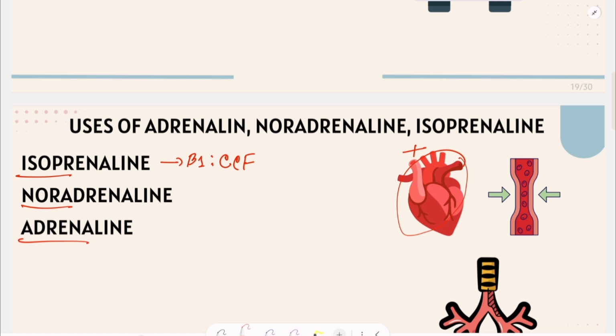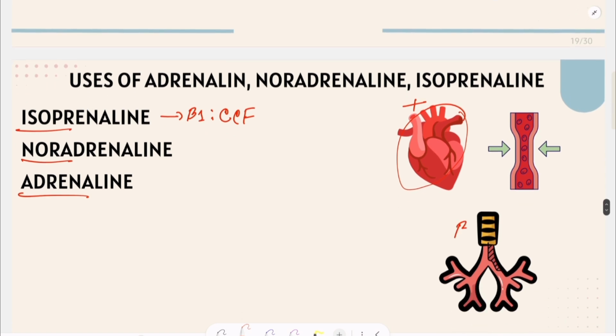It stimulates the beta 2 receptor in the bronchus. So it can also be used in bronchial asthma because beta 2 causes bronchodilation, and in asthma we need bronchodilation. So we can use isoprenaline in congestive cardiac failure and bronchial asthma.